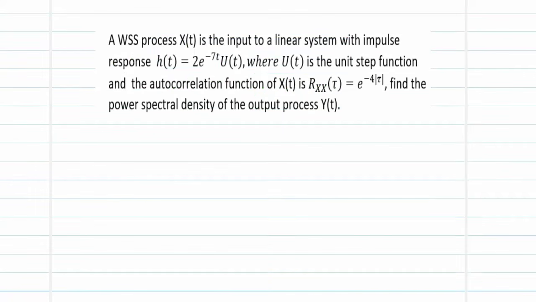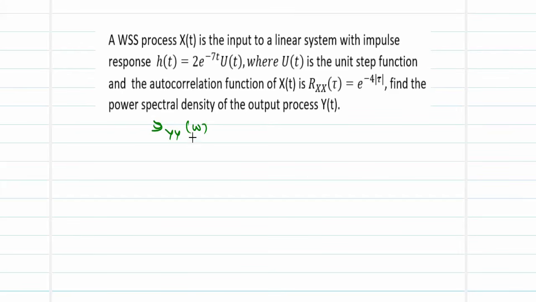So moving directly to the problem, we have a WSS process x of t as the input to a linear system with impulse response h of t, which is given by 2 e power minus 7t into u of t, where u of t is the unit step function, and the autocorrelation function is provided as Rxx of tau is e power minus 4 times mod tau. We will have to find the power spectral density of the output process y of t. So what we want is the power spectral density Syy. So I am determined in finding Syy of omega.